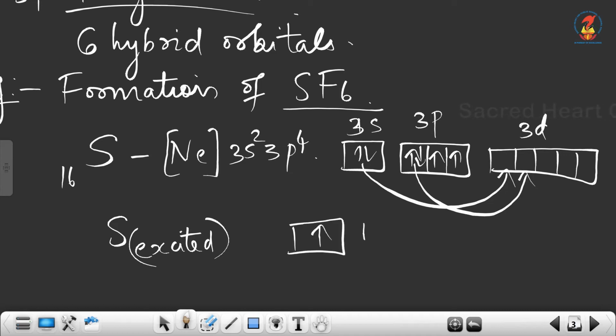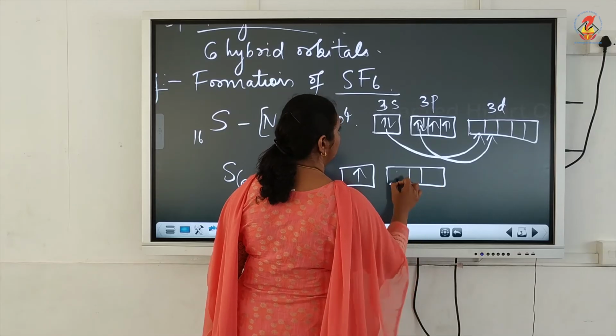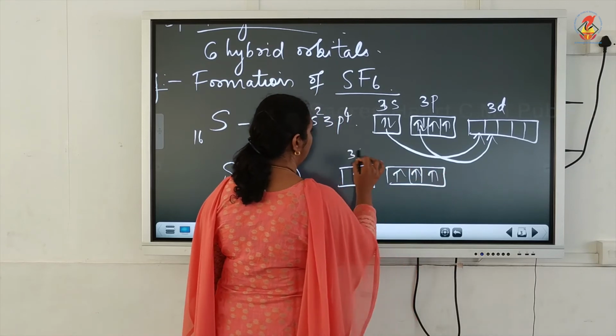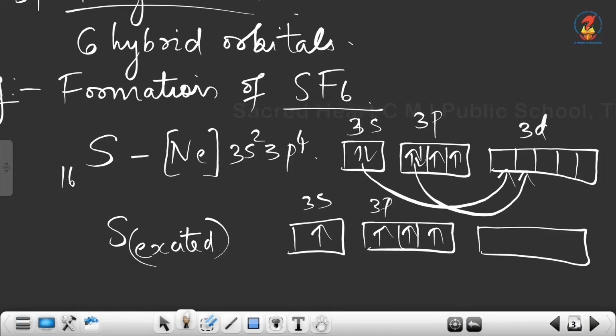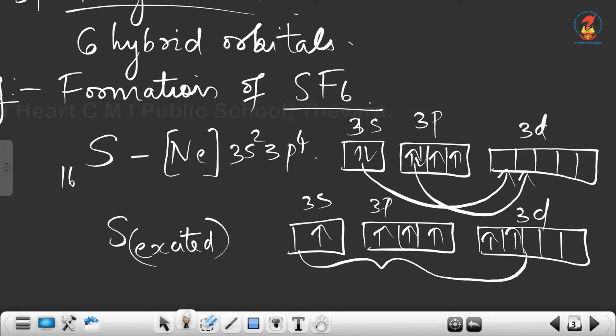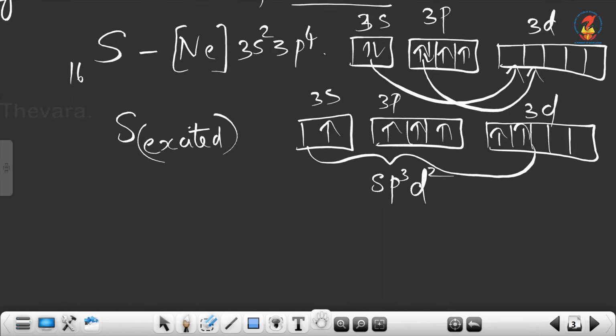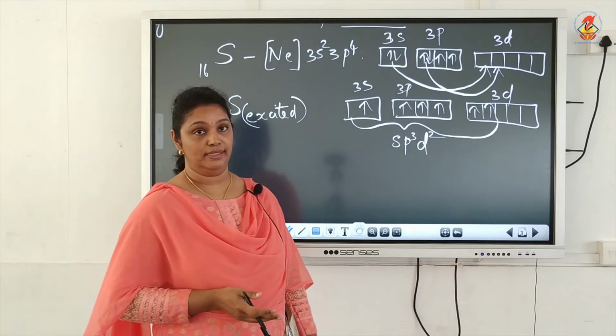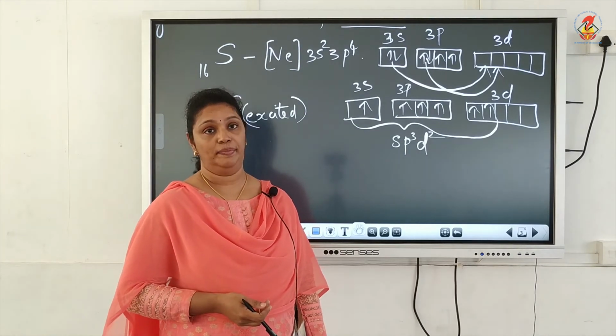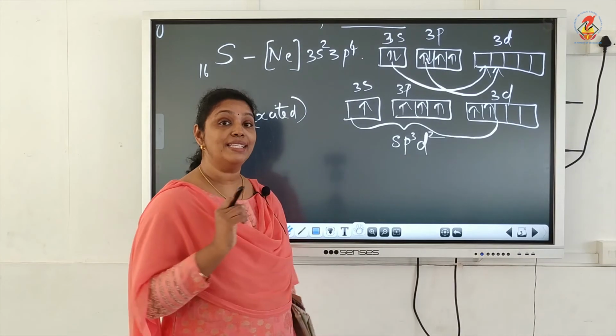The diagram is 3s, 3p, this is 3s, 3p, 3d. Now you can see we have 6 half-filled orbitals: 1 s, 3 p and 2 d orbitals. So they will undergo sp3d2 hybridization, and we get 6 hybrid orbitals of the same shape and energy. Now this is the formation of SF6.